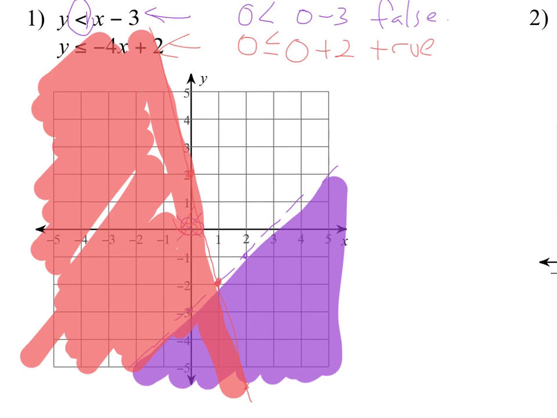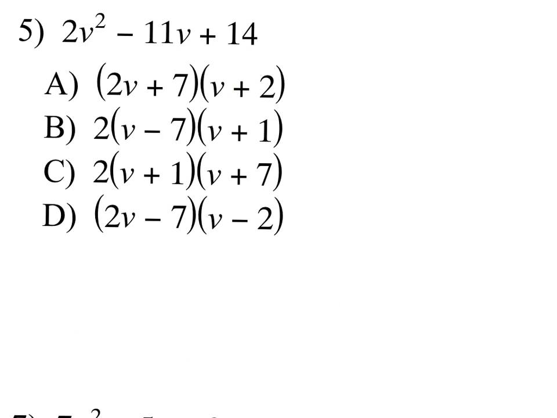And this is my final answer, where I can see where both of them are shaded and the parts where only one of the two graphs is shaded. You'd be looking for this picture on a multiple choice question.